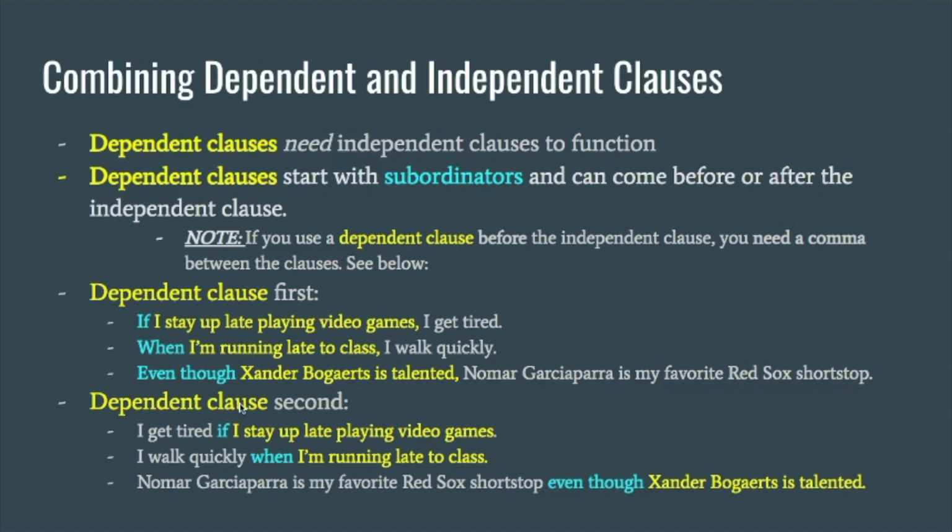So you can say the same exact thing in each of these sentences by putting the dependent clause second. I get tired if I stay up late playing video games. I walk quickly when I'm running late to class. Nomar Garciaparra is my favorite Red Sox shortstop, even though Xander Bogaerts is talented. So notice that we don't need a comma between the independent clause and the subordinator and the rest of the dependent clause when the dependent clause comes second.